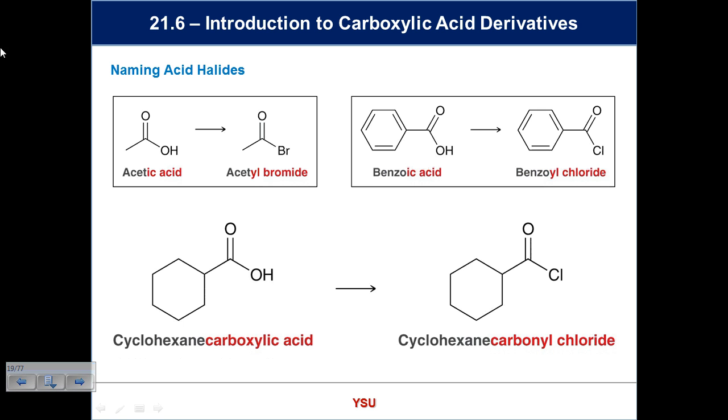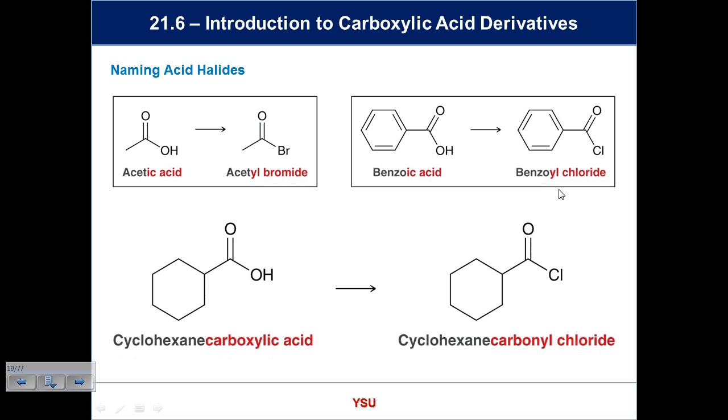It's all related to the parent carboxylic acid. On the left, I have acetic acid, and so this should be acetyl bromide or acetyl chloride, depending upon what we've got attached there. Benzoic acid becomes benzoyl chloride. You can see here now the -yl component is telling you that this is a radical piece. It's a substrate attached to a chloride.